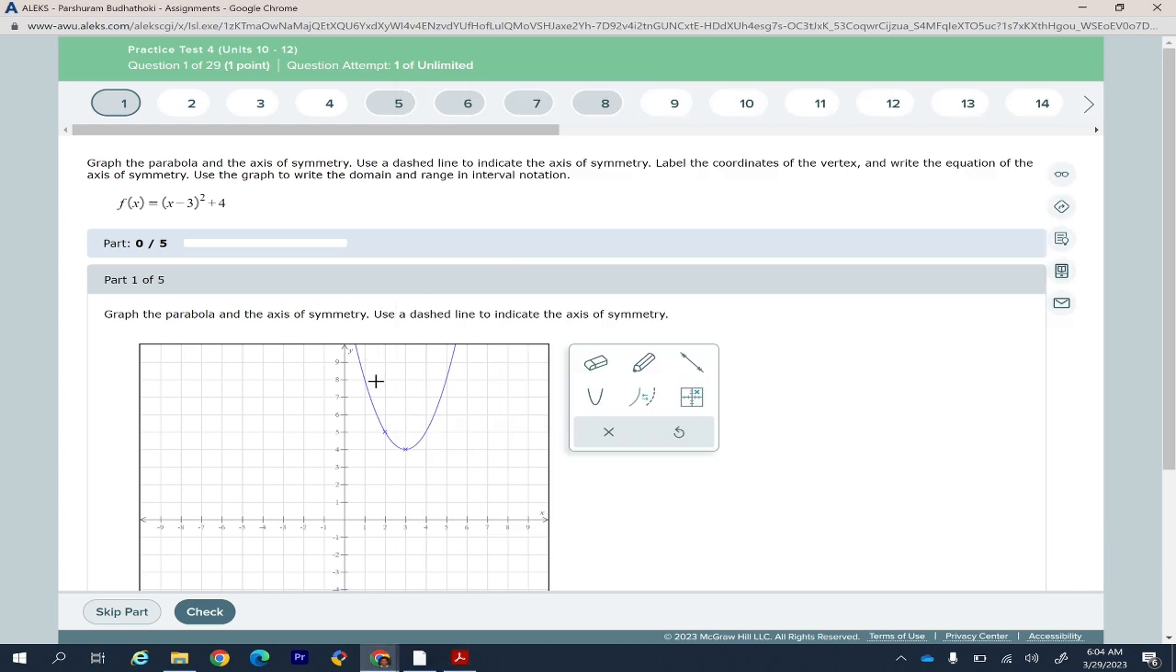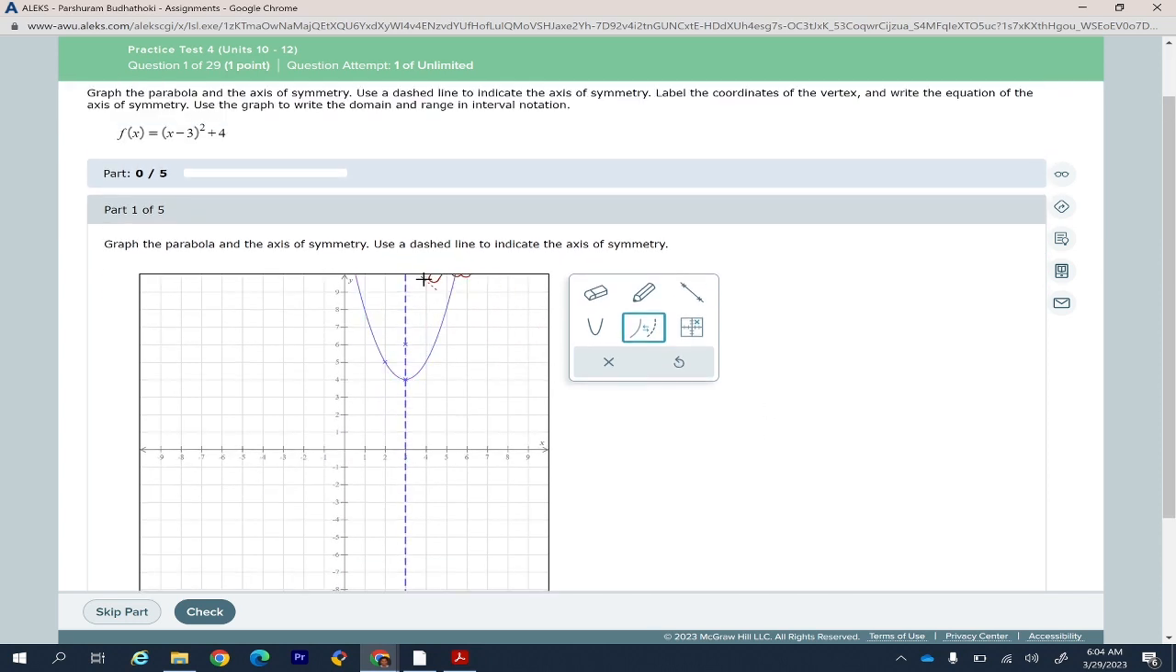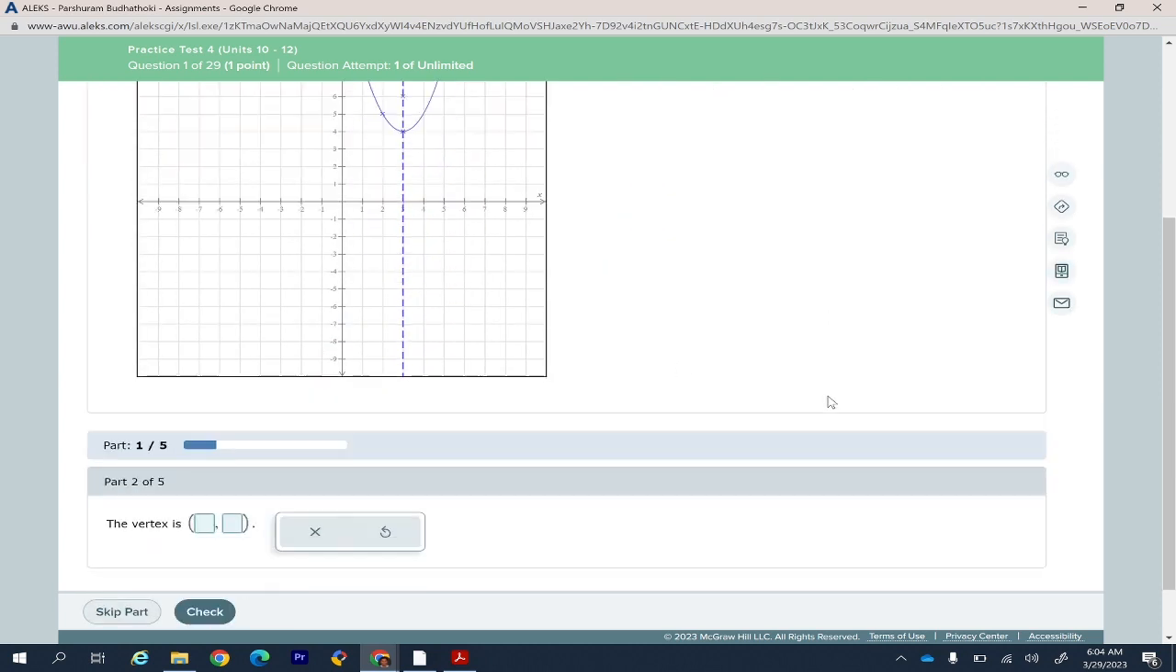So now that's a parabola, but we also have to plot the axis of symmetry, which is a line passing through this vertex, a vertical line, but we need to use a dashed line for this one. So that's the graph of the parabola with the axis of symmetry. That's perfect. Let's go to the next step.